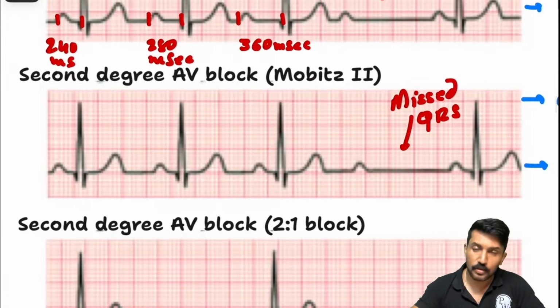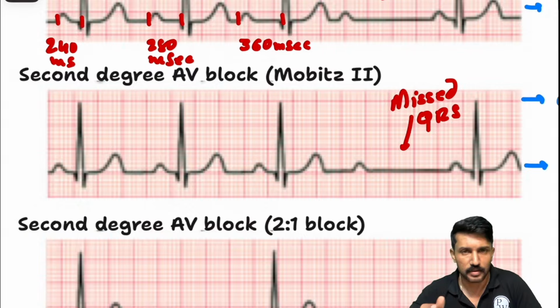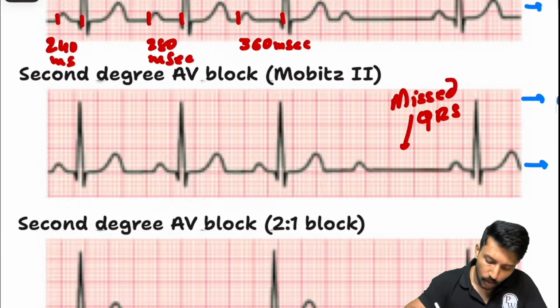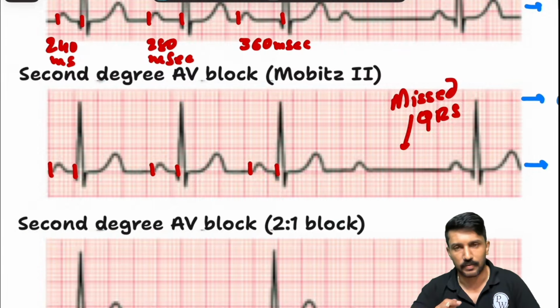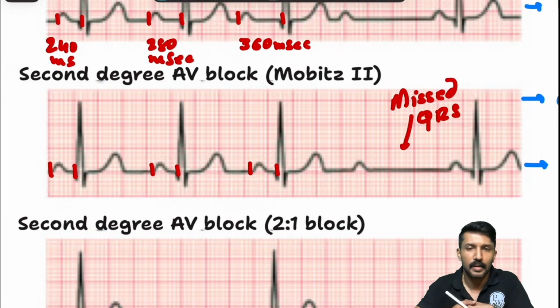In the second ECG also there is a missed QRS, but when I look behind this, all the PR intervals appear constant. This is the same, this is the same. There is no variation in the PR interval. Then we will call it Mobitz type 2.